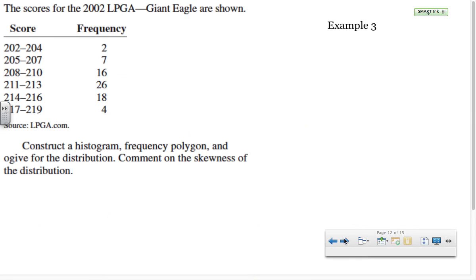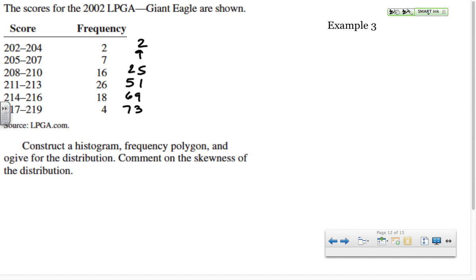Example 3, last one. Now, this I need to keep paying attention to. I need my cumulative frequency. So this one's 2, 9, 25, 51, and 51 and 18 is 69, 73.